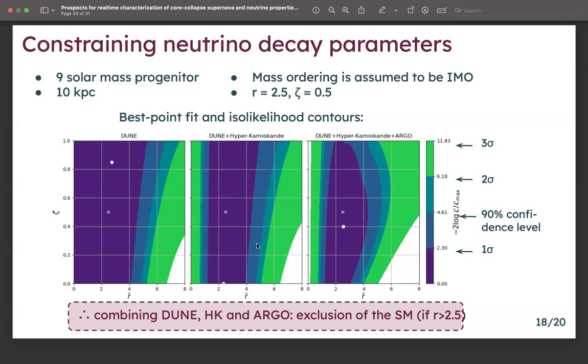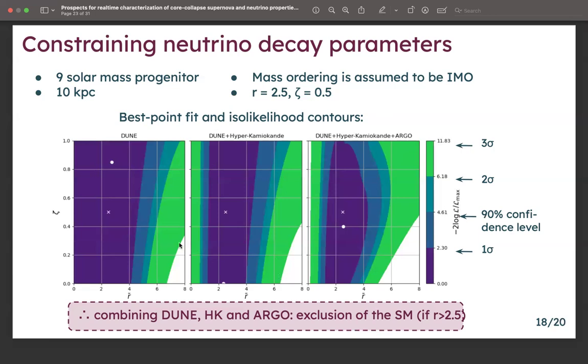So here we go back to a nice solar mass progenitor at 10 kiloparsec. We are assuming an inverted mass ordering, and this is what we understand about the scenario. And what we do is a best fit and calculate iso-likelihood contours. And what you see here are the results for DUNE alone, DUNE and Hyper-K together, and DUNE, Hyper-K, and ARGO. So when you combine all of them, you get the best result, of course. Out of these three, the one that is best performing is DUNE, and the subpair that performs the best is DUNE and Hyper-K.